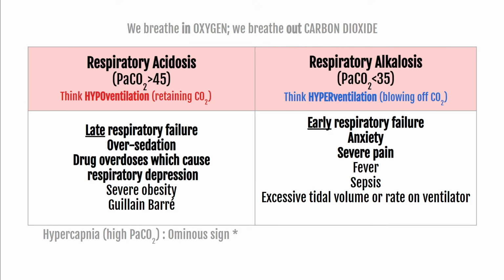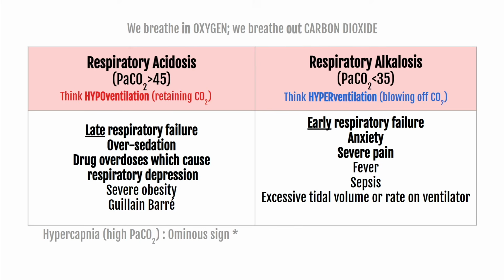Now if they're breathing at a respiratory rate of 5 breaths per minute, let's just say, they are not going to be able to eliminate that carbon dioxide adequately because their body is producing this carbon dioxide, but they're not breathing it out. So they're going to retain it and it's going to build up in their blood, hence these patients having a high PaCO2, which is greater than 45.